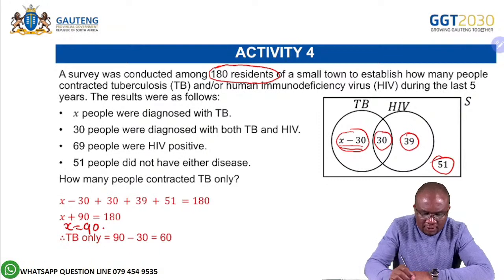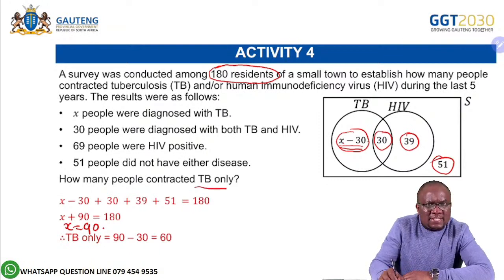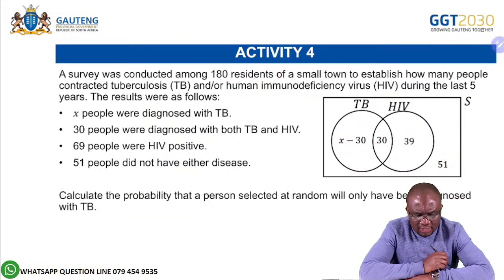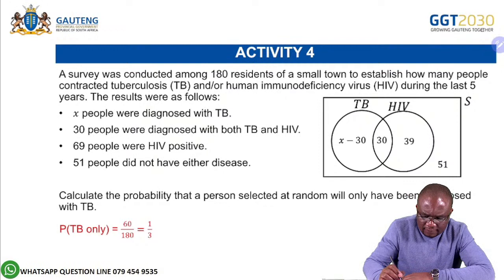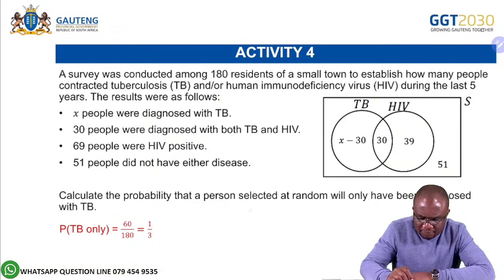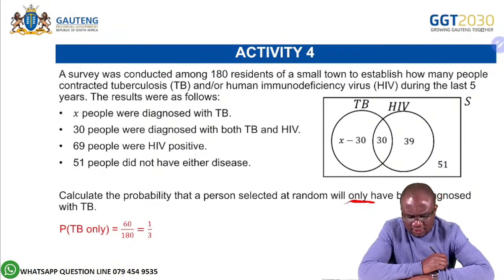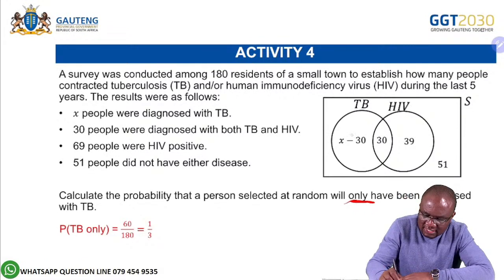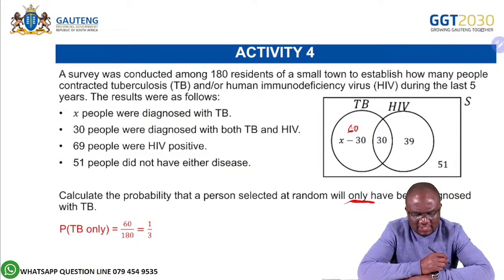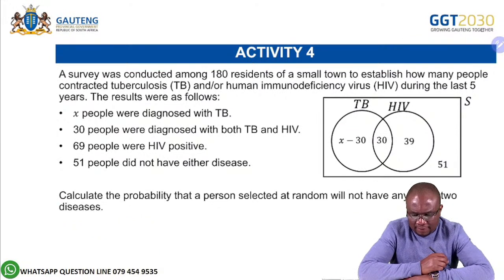Right. And then now they said TB only, you say 90 minus 30 because X is 90. So 90 minus 30, which is 60 people. See that? Okay. Calculate the probability that a person selected at random will only have been diagnosed with TB. TB only, we said 90 minus 30, which is 60. So it's 60 out of 180, which is 1/3.